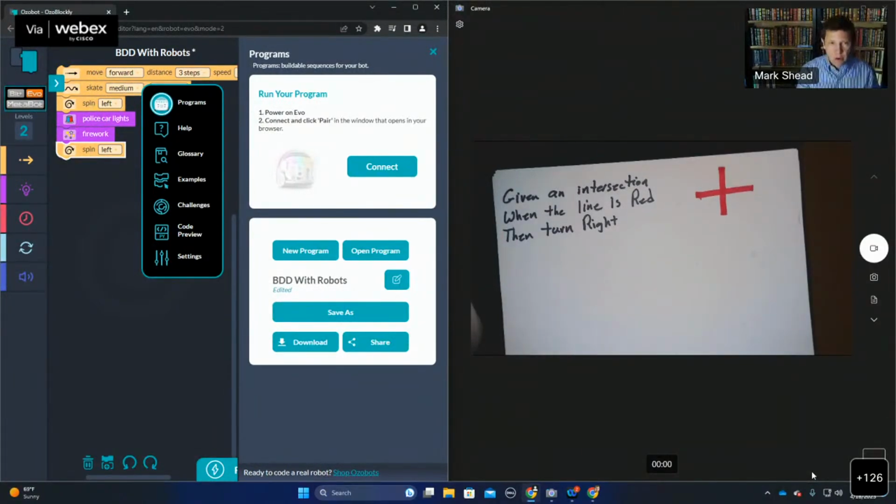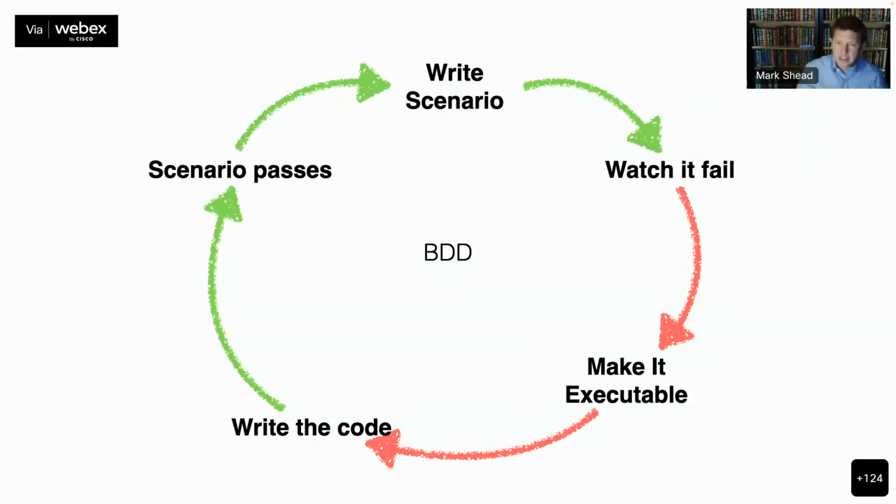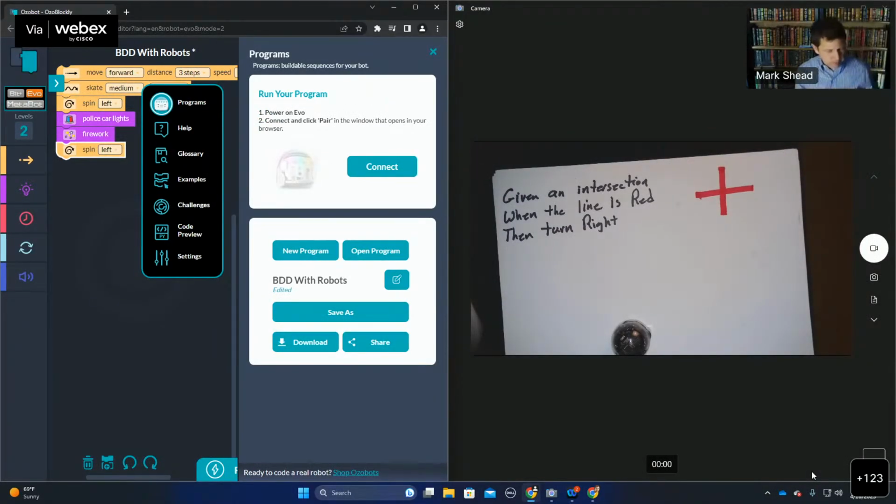So now what we can do, remember that loop we get into? We have a scenario. Show you the loop again. So we wrote a scenario. It has failed. We made it executable. We found a way to actually execute against that scenario. Now we get to write the code. So that's where we are right now. And you might write all the scenarios all together. We're going to go through at least the first one on its own.